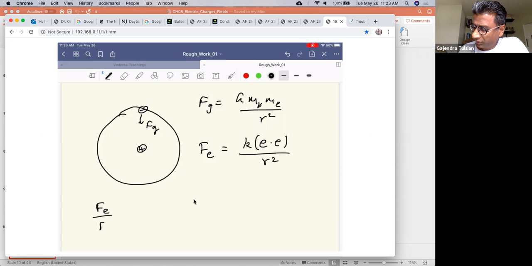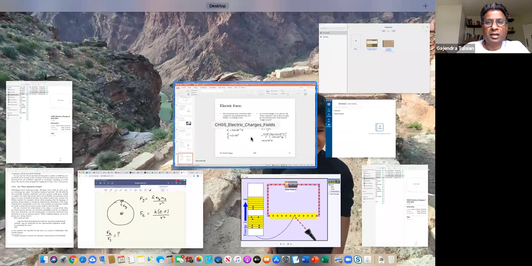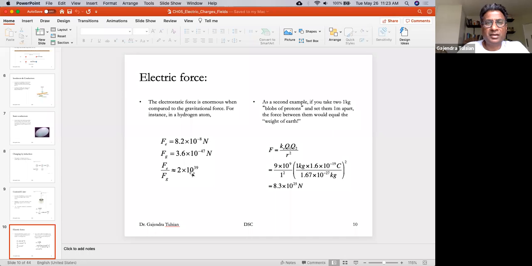And you can calculate the ratio of the two forces. So the question is, what is this ratio? Okay. So what we're saying is, how much larger is the electrostatic force compared to the gravitational force? Okay. And that's what the slide shows you. It's 10 to the power 39. So the electrostatic force in the hydrogen atom compared to the gravitational force is 1,000 trillion times stronger. Okay.